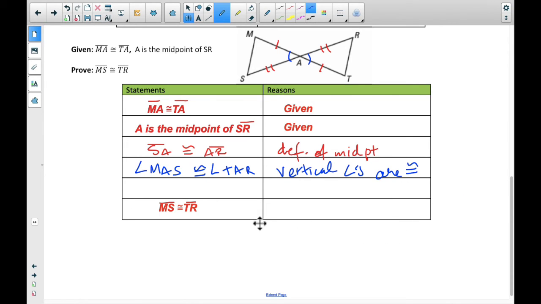And finally, now do we have a triangle? Yes, we do. We have a side here, we have a side here, we have an angle here, but they don't go in that order. They go in the order that it shows up on the triangle. And on the triangle, it is in the side angle side order. Okay, so that means that triangle, and again, I'll go in order, MAS is congruent to triangle TAR.